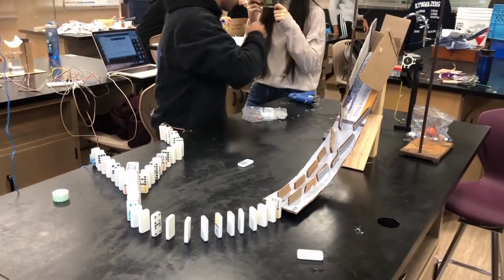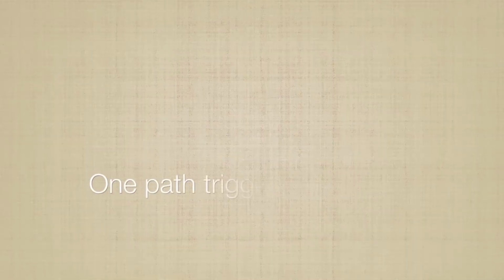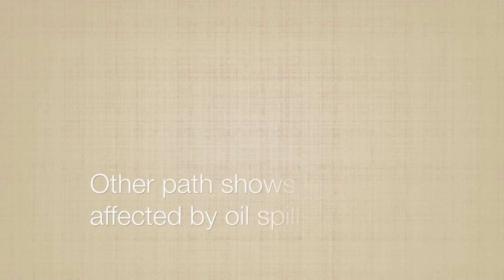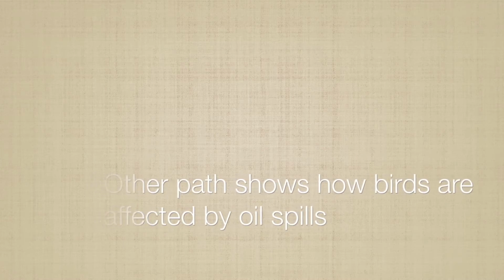After the food chain was interrupted, the domino branched out to 2 different paths. One path leads to trigger the cleanup stage, and another path leads to the final effect on how a bird would be affected by oil leakage.